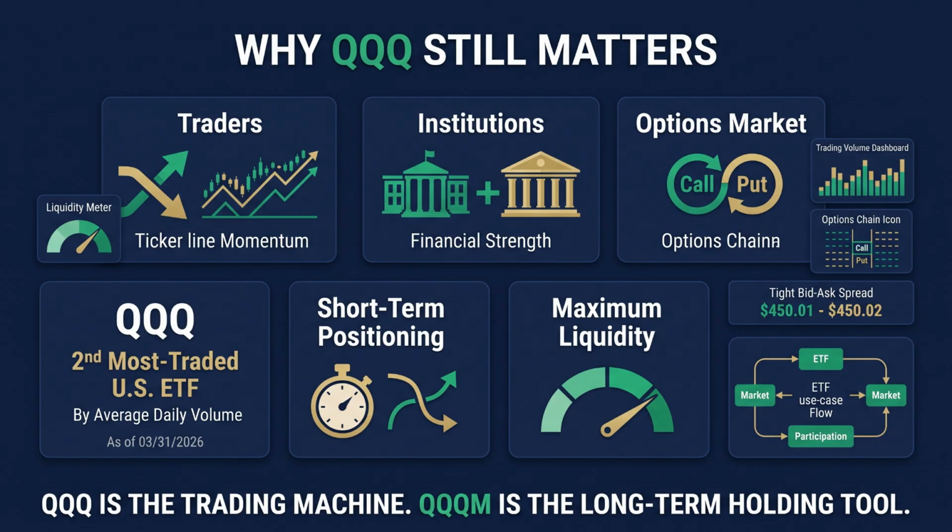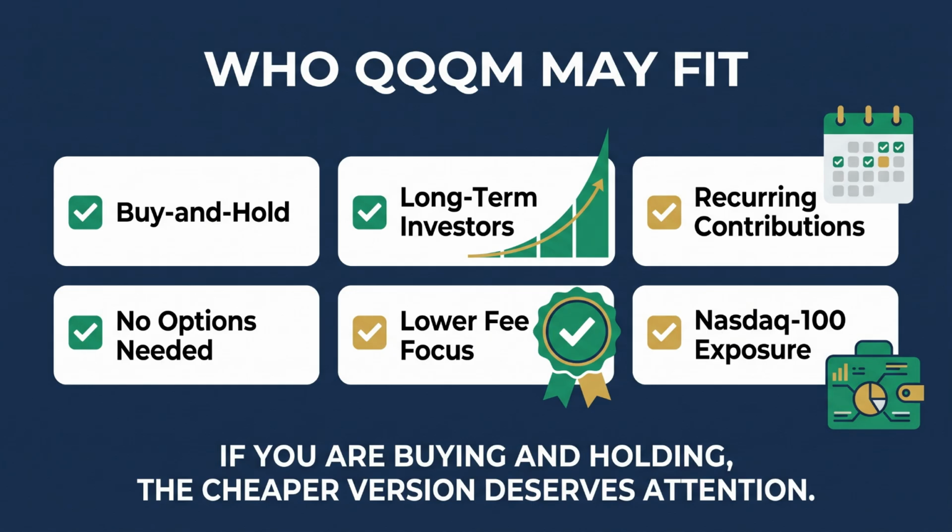So let's make it practical. Who may actually prefer QQQM? QQQM may make more sense for long-term investors, especially investors who want Nasdaq-100 exposure but do not need options, active trading, or maximum intraday liquidity. If you are buying and holding for years, the lower expense ratio can matter more than the trading advantages of QQQ. QQQM may also fit investors who make recurring contributions. For example, someone adding money every month to a long-term portfolio may care more about reducing fee drag than about having the most liquid trading vehicle.